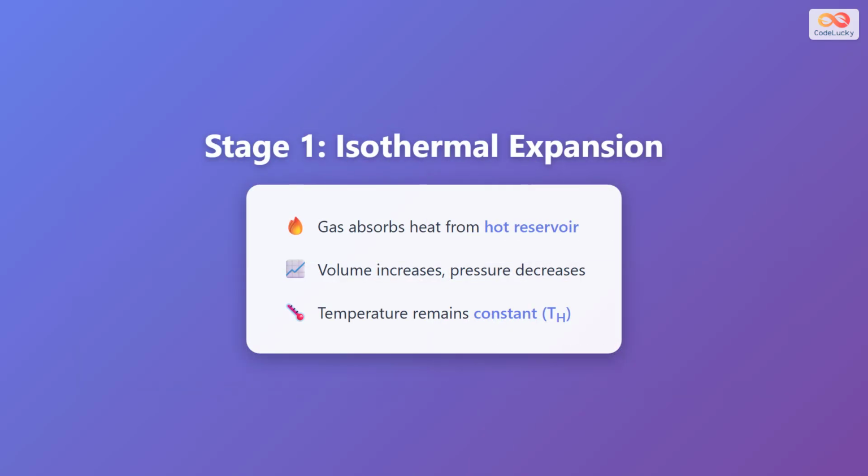In the first stage, isothermal expansion, the gas absorbs heat from the hot reservoir. As the gas receives this thermal energy, its volume increases while the pressure decreases. The key characteristic of this stage is that the temperature remains constant throughout the process, maintained at the hot reservoir temperature T_H. The gas performs work on the surroundings as it expands.